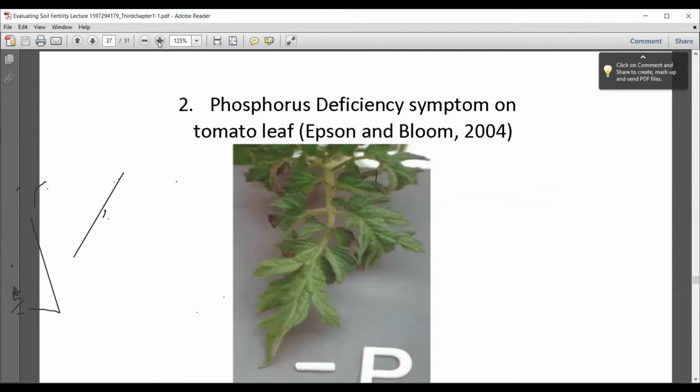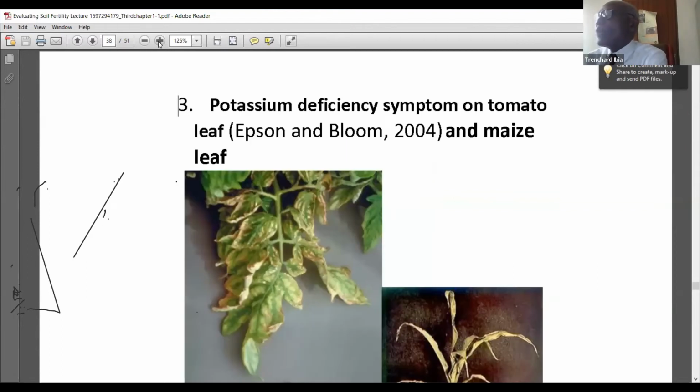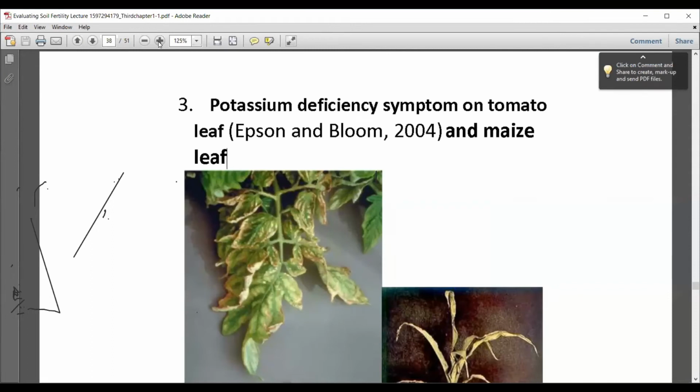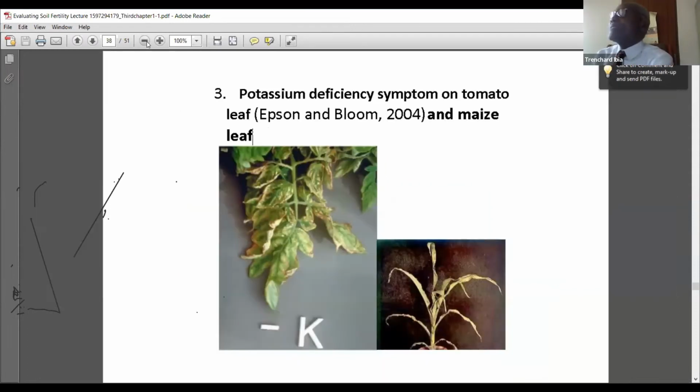Next slide, we have potassium. In potassium, you have marginal necrosis and tip browning. You have short internodes, and in cereals, you have elongated blades. These are symptoms of potassium deficiency. But potassium is one nutrient that does not express problems in excess, so you can take as much as is available. And we normally call it luxury consumption.